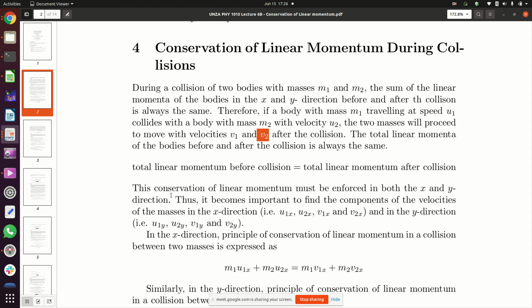Force is how fast the linear momentum is changing. Are we clear?